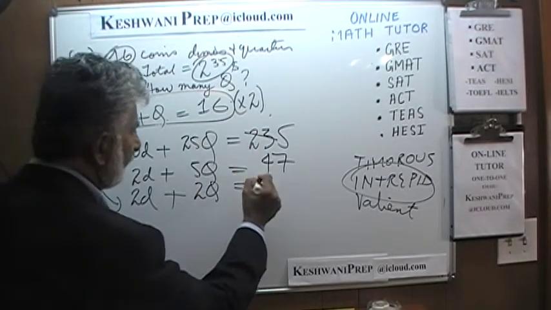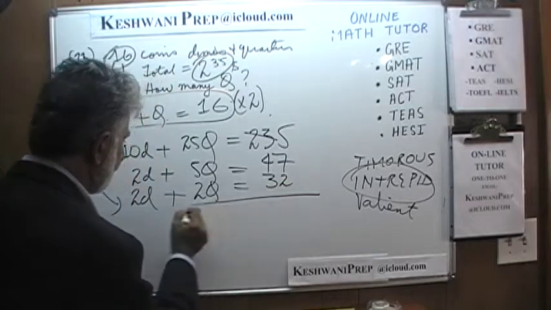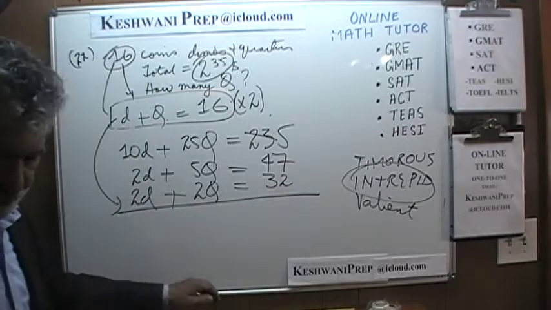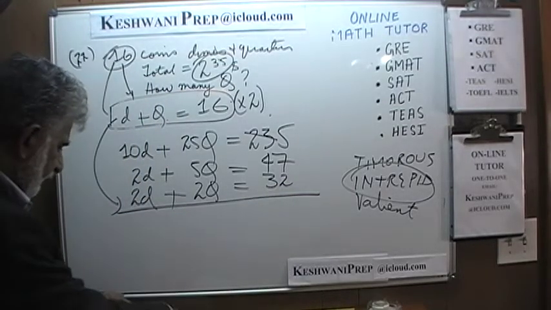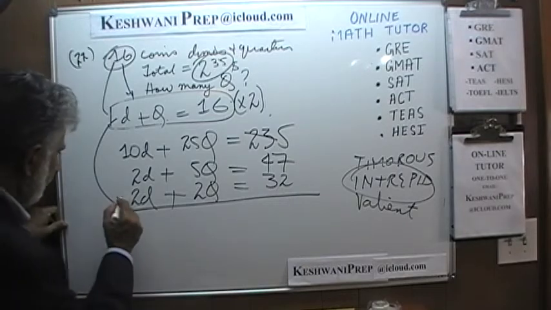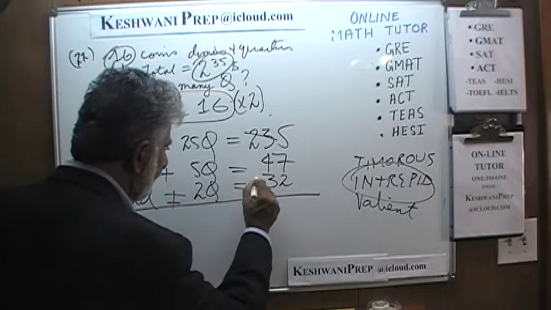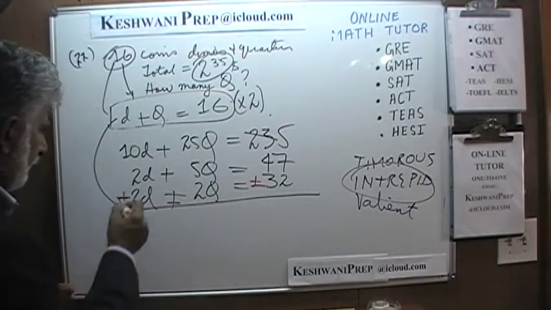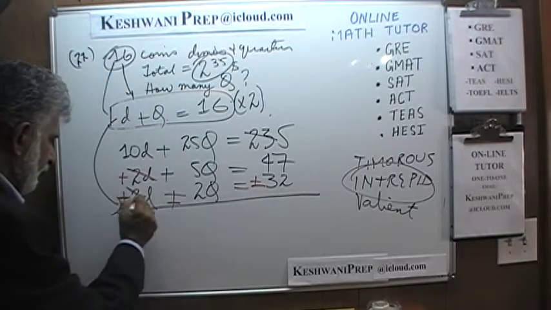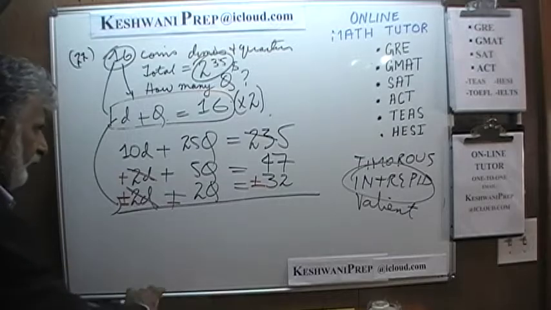It says 16, so instead of 16, it's going to be 32. There we go. Now we're just going to subtract one equation from the other. If you're going to subtract it, you have to change the sign. This positive becomes negative. This positive becomes negative. This positive becomes negative. And this positive 2d and a negative 2d are going to cancel out. That was the whole point.